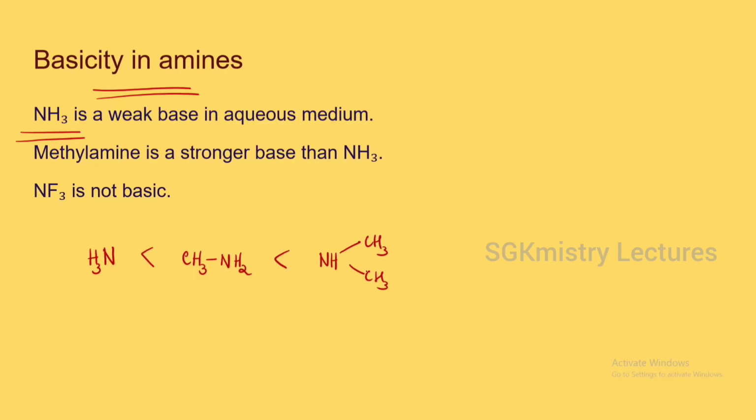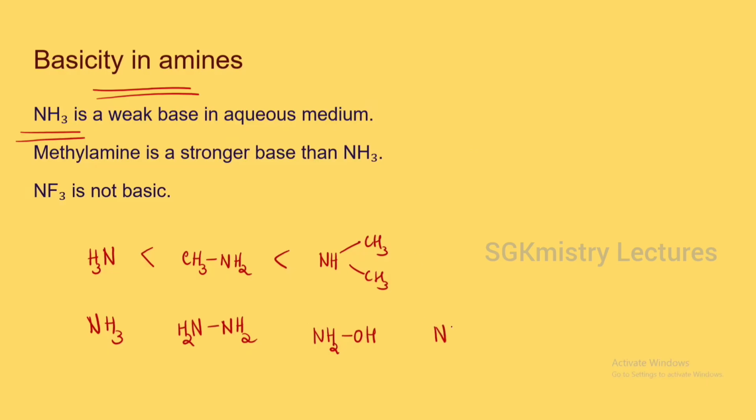Because of these reasons, we say that the basic character goes on increasing, right? So now, suppose an electron withdrawing group is substituted into ammonia, what is going to happen? Let us say we have ammonia. Now, one of the hydrogens is replaced by an NH2 group. So there is an electronegative nitrogen atom in the substituent. Suppose I replace one of the hydrogens with an OH group. Again, oxygen is an electronegative atom.